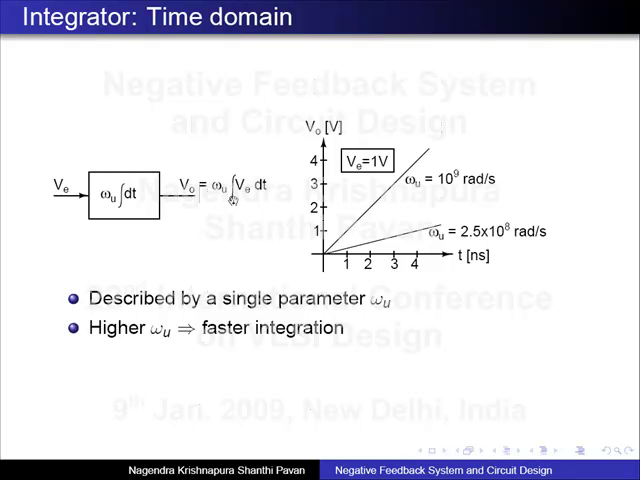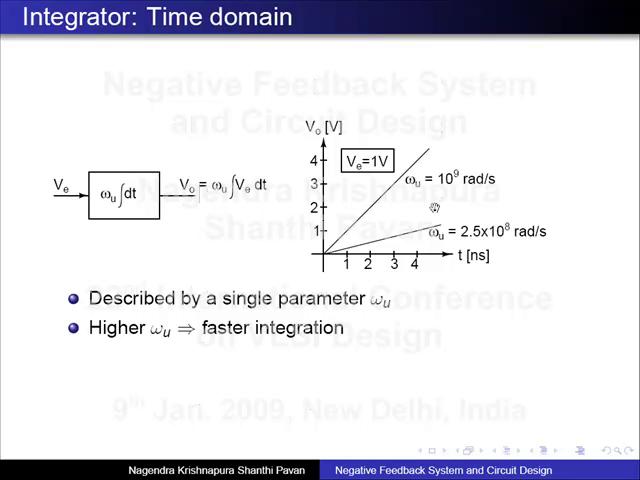The larger the value of omega u, the faster the output. For instance, if I apply 1 volt input and omega u happens to be 10 to the 9 radians per second, then the output will ramp up like this. In every 1 nanosecond, it will ramp up by 1 volt. And if omega u is smaller, 2.5 times 10 to the 8 radians per second, in every 4 nanoseconds, it will ramp up by 1 volt.